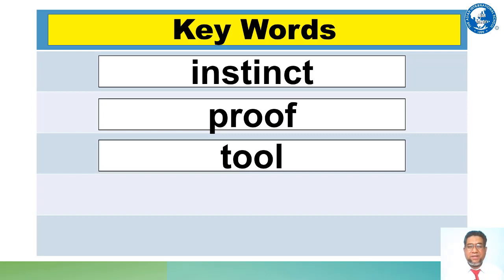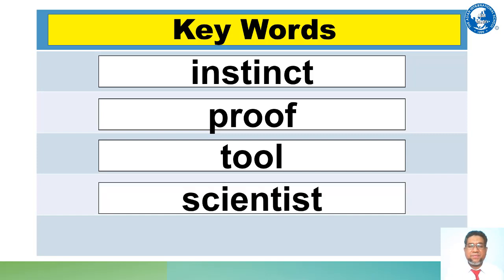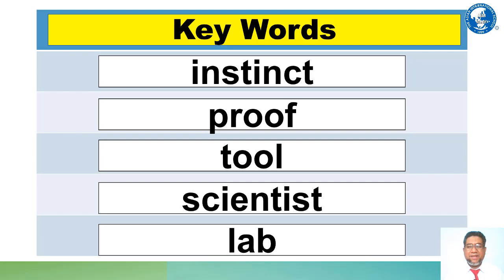The third one is tool. Listen and repeat. Tool. Very good. That's tool. The fourth one is scientist. Very good. Scientist. Repeat after me. Scientist. Do you want to be a scientist someday? And the last keyword is lab. Listen and repeat. Lab. Very good. That's lab.